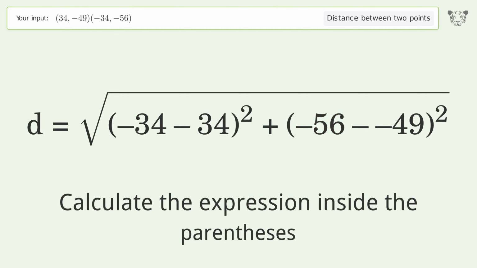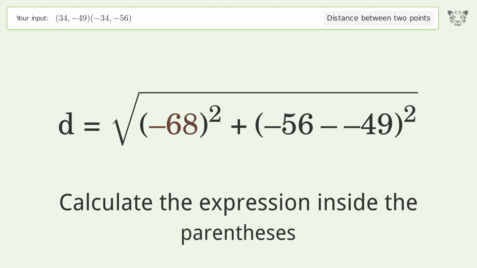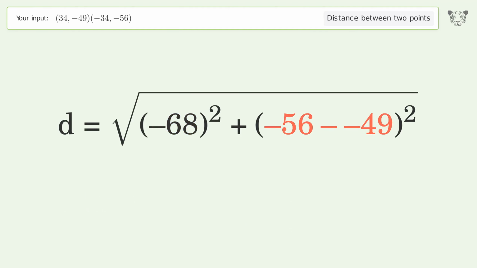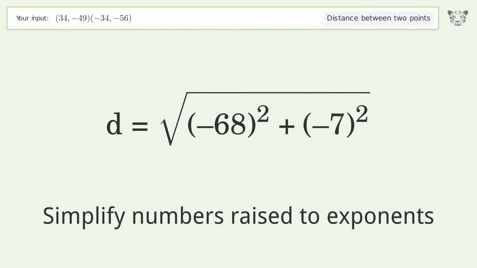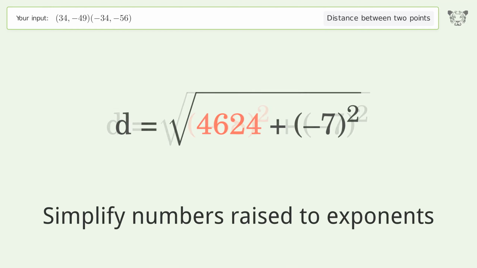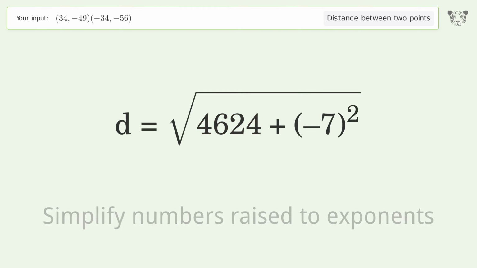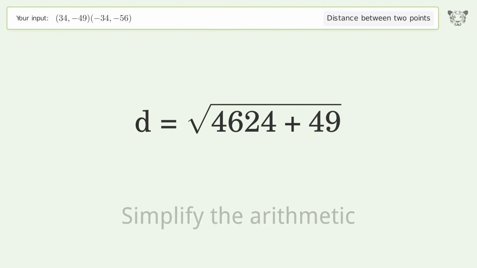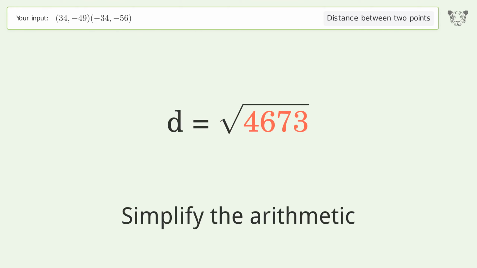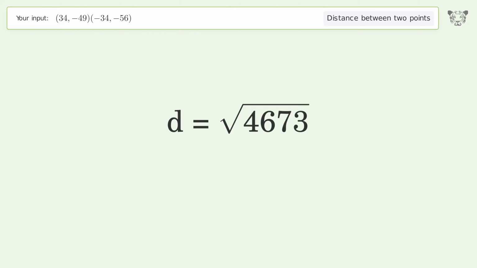Calculate the expression inside the parentheses. Simplify numbers raised to exponents. Simplify the arithmetic. And so the distance between the 2 points is the square root of 4,673, or 68.359.